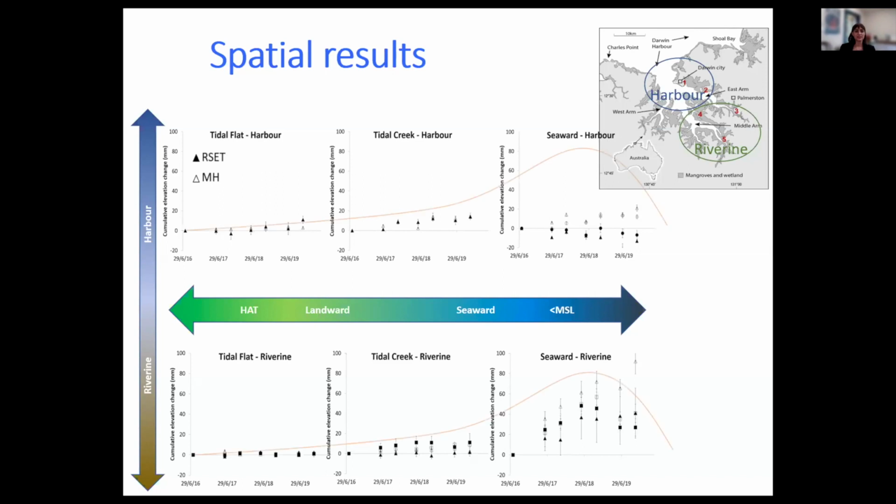So when we apply this theoretical curve, it's supported in the data at the riverine sites, where sedimentation is high in the seaward fringe, with little sediment reaching the inner and landward forest. However, our harbour sites have low sedimentation occurring across the tidal profile, and indeed a bit of a net loss at the seaward side. So this indicates that vulnerability is based on broader geomorphic location and not necessarily just elevation alone.